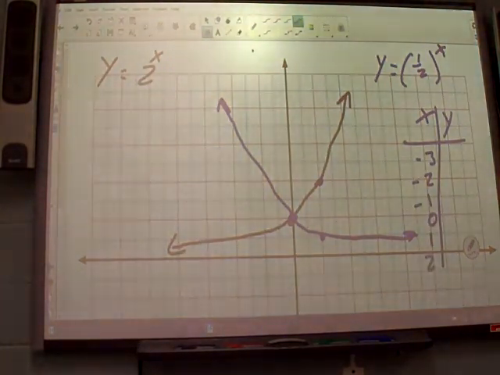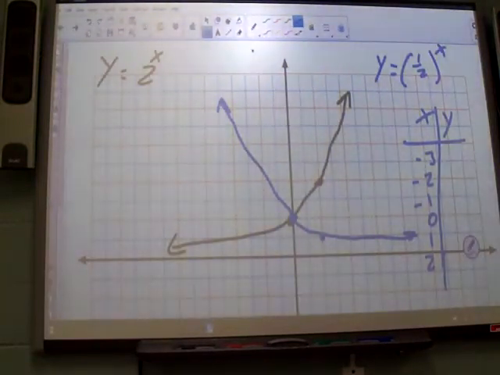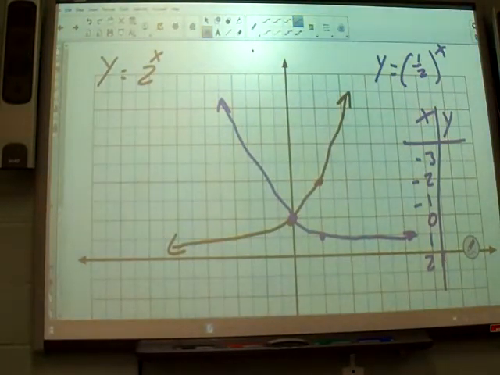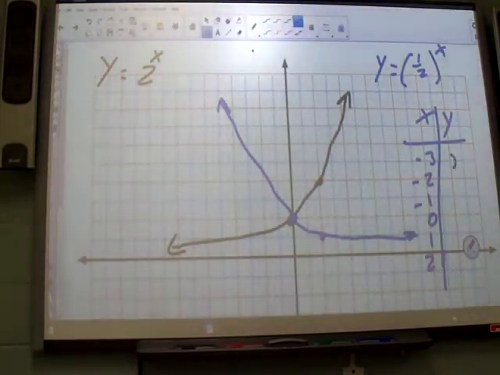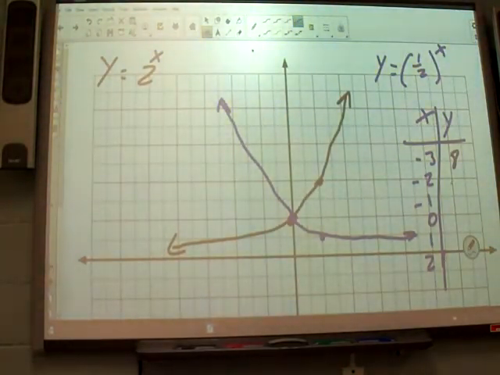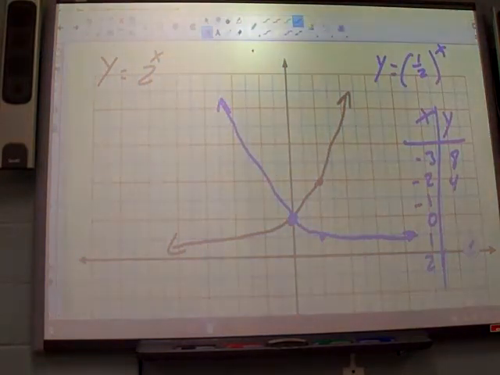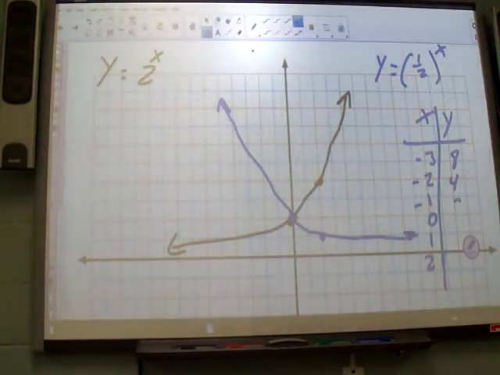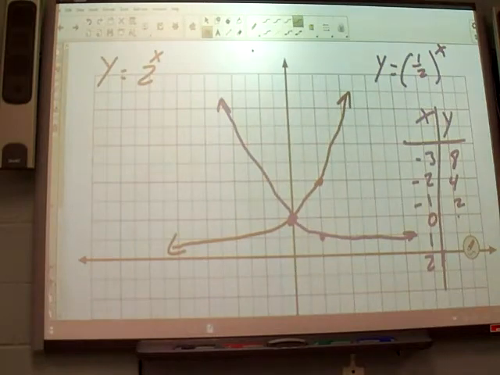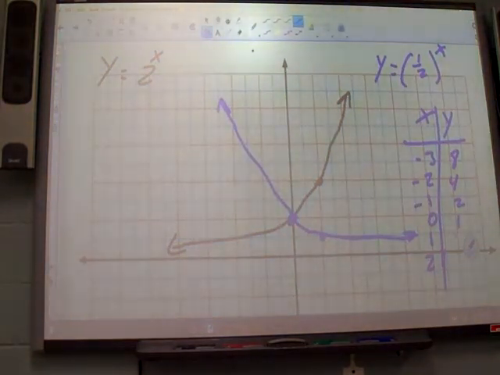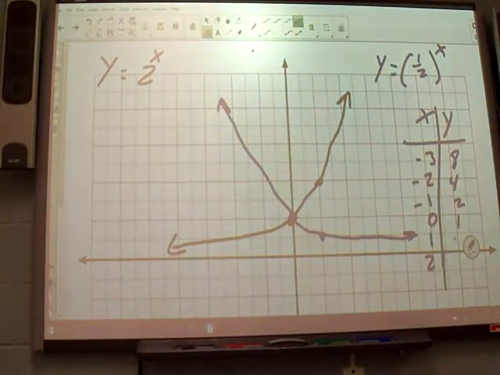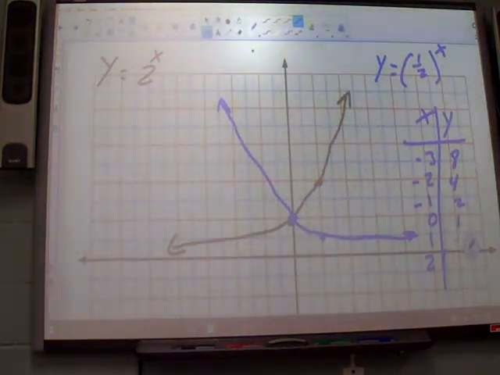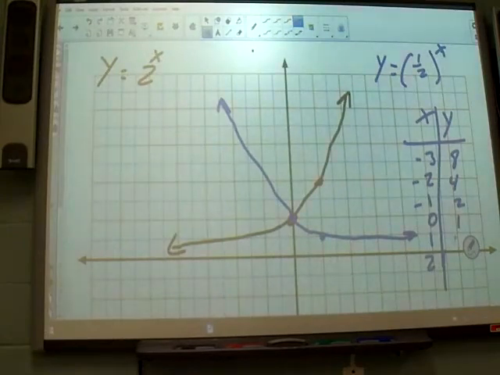You got it in there, so you can go to your table and tell me some answers. When x is -3, what does your table say y is? 8. When x is -2, 4. When x is -1, 2. When x is 0, 1. When x is 1, 1/2. When x is 2, 1/4.